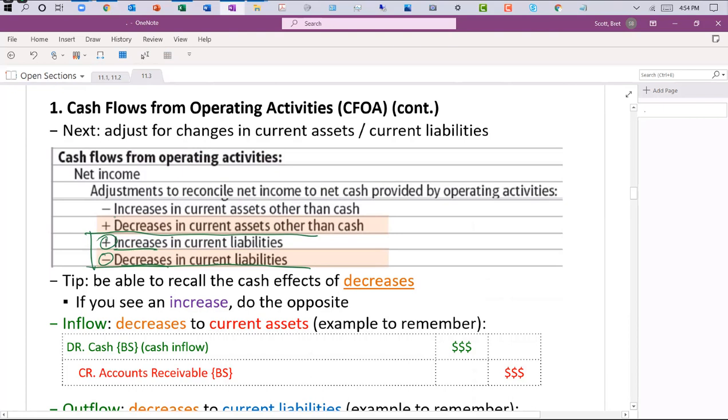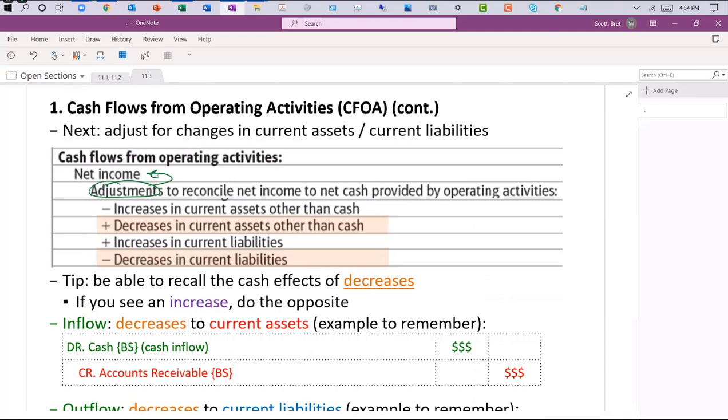That doesn't make intuitive sense, which is why I recommend this tip. Instead of trying to memorize these changes, think about transactions, a single transaction that would cause these changes. That will help you remember how to treat these changes on the statement of cash flows. Again, realize we're making adjustments to net income, so these aren't necessarily changes that affect cash. All we need to do is remember the rule by thinking about a transaction.